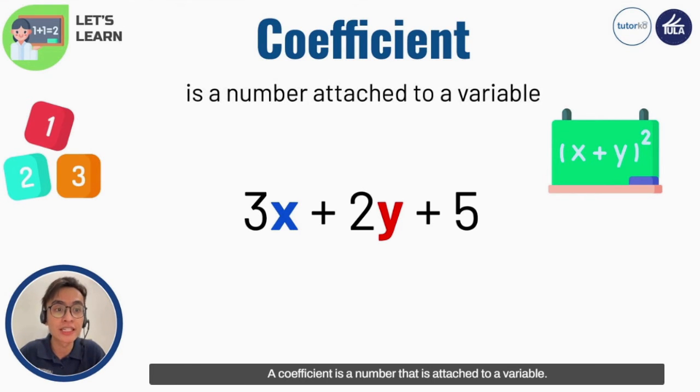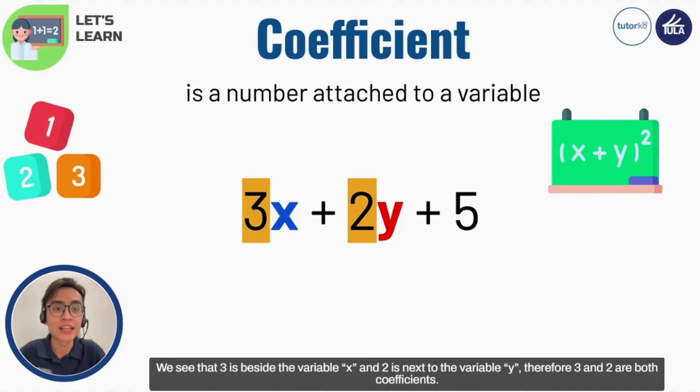A coefficient is a number that is attached to a variable. Base sa equation na ito, ano ang mga coefficients natin? We see that 3 is beside the variable x and 2 is next to the variable y. Therefore, 3 and 2 are both coefficients.